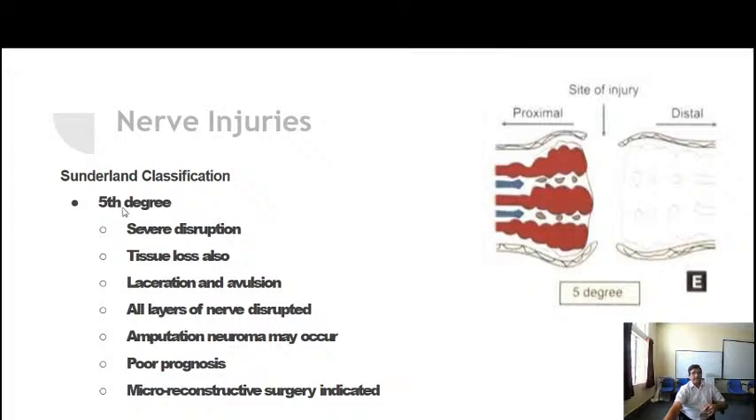Then you have the fifth degree, where there is a severe disruption, there is a tissue loss, a gap between the cut ends of the nerve, where all the layers are disrupted. The gap cannot be bridged, and so it carries a very poor prognosis, and micro reconstruction surgery is the one which is indicated in such conditions. Now these are the various types of nerve injuries that have been described.